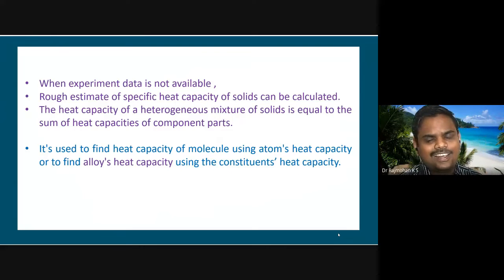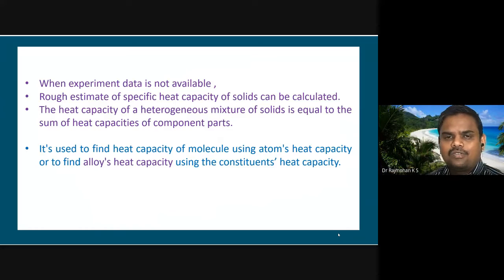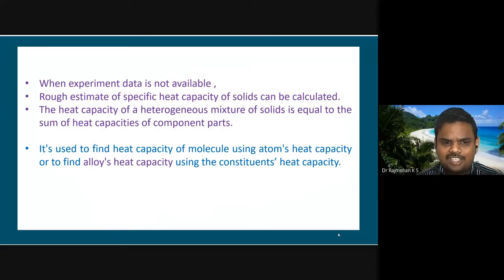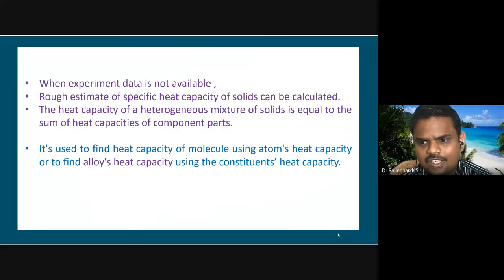It states that the heat capacity of a heterogeneous mixture of solids is equal to the sum of heat capacities of the component parts, depending upon the proportion in which it is present. So it can be used to find the heat capacity of a molecule using the atoms' heat capacities, or if you have an alloy, we can make use of the constituents' heat capacities.